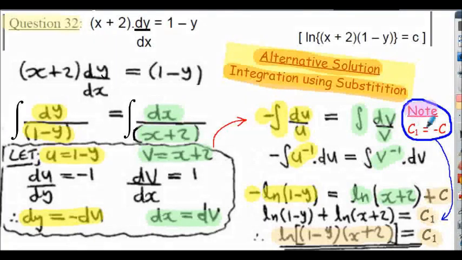Just note in this solution the final constant c1 is actually equal to negative c. That occurs because I placed the constant of integration initially on the right-hand side of the equation. So when I rearrange the equation to make all the log terms positive, I actually had a negative c, which I renamed as a positive constant c1.